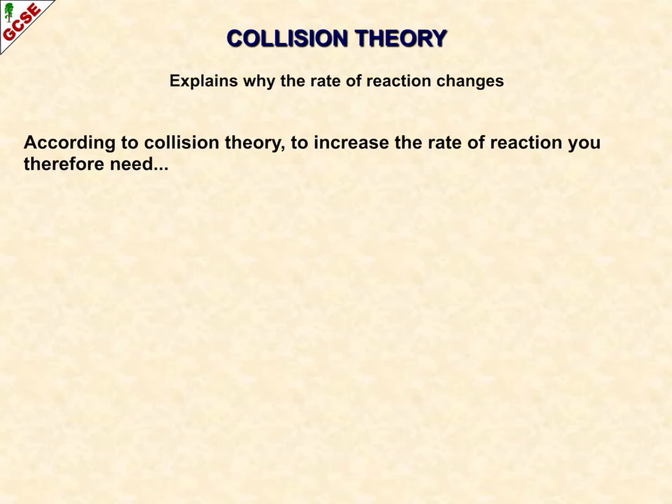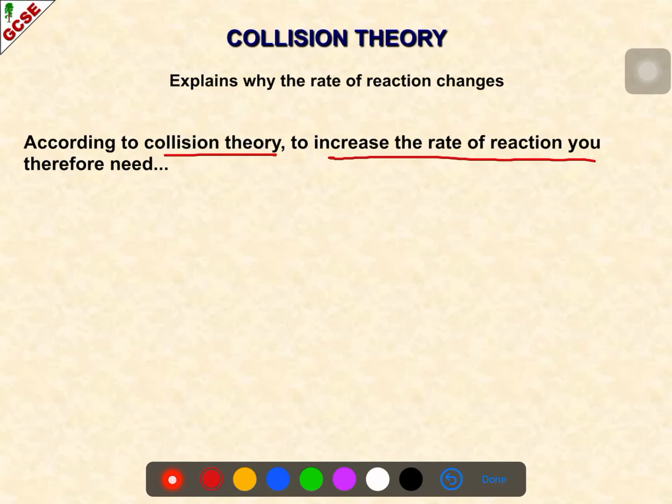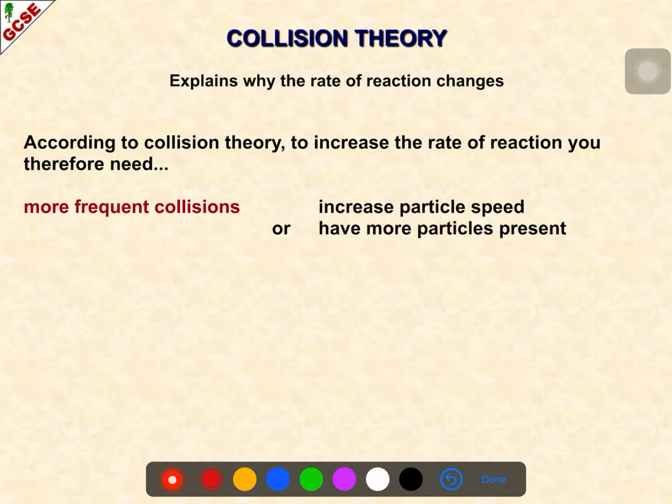So according to collision theory, to increase the rate of reaction, you therefore need to what? You need more frequent collisions. The more collisions, the faster the reaction. So, more collisions, faster reaction, or increase the particle speed, have more particles present.